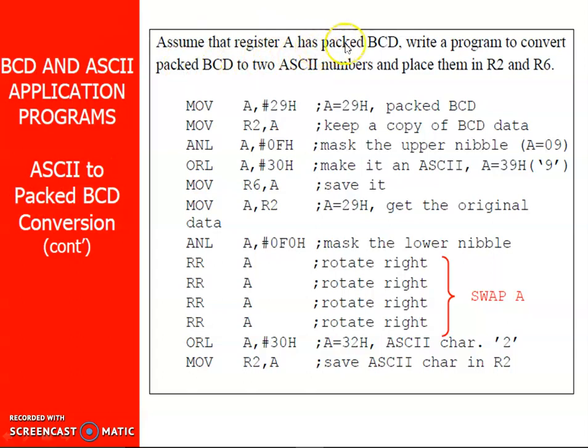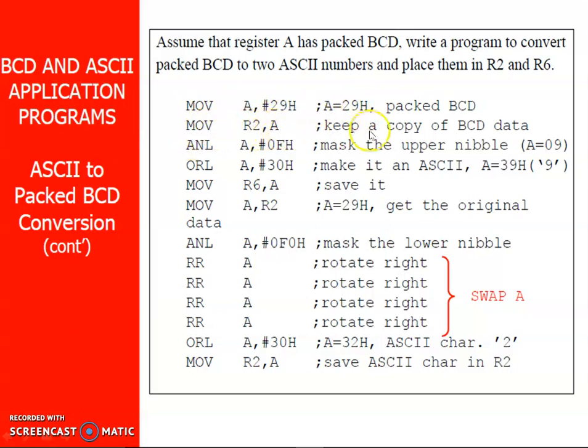Assume that register A has packed BCD. Write a program to convert packed BCD to two ASCII numbers and place them in R2 and R6. Just the reverse of the previous process. MOV A, #29H. This is the packed BCD that we want to convert into ASCII.